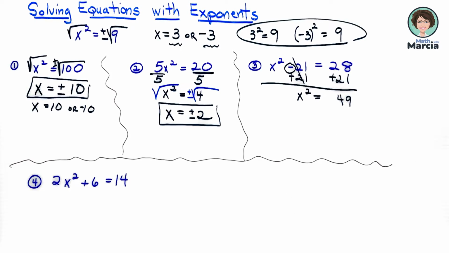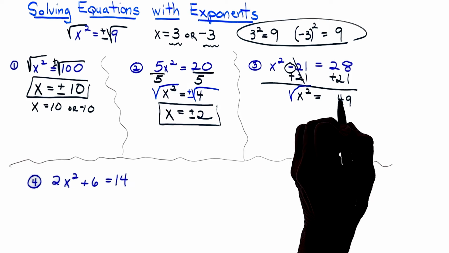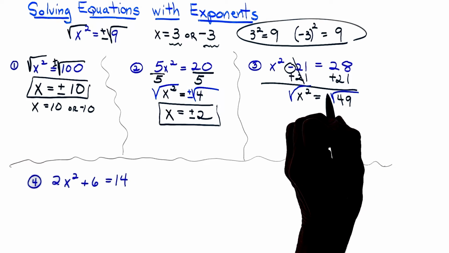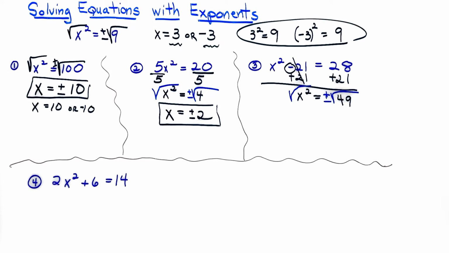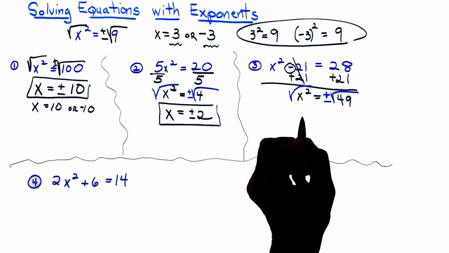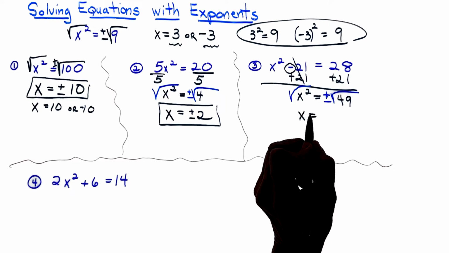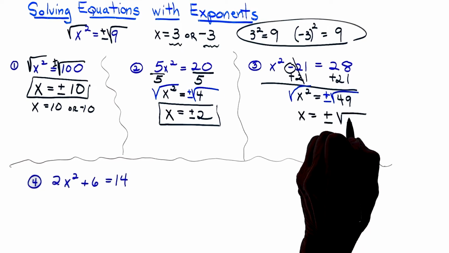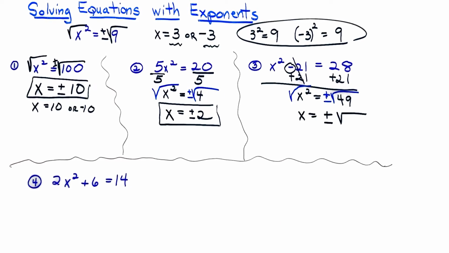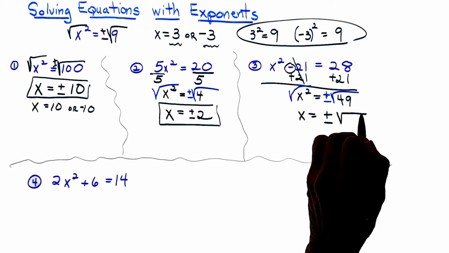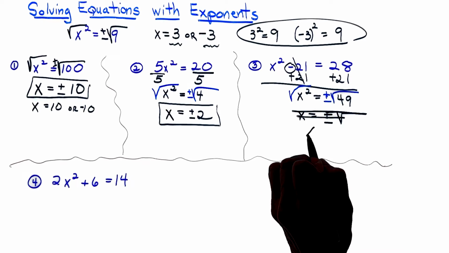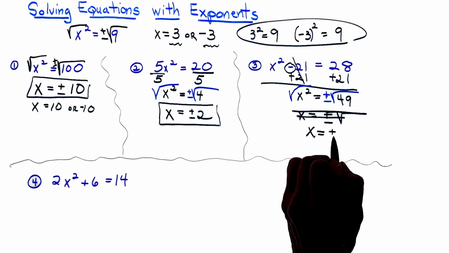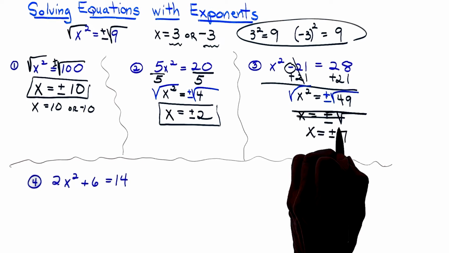49. Again, I'm going to take the square root of both sides because I know that x squared is just x. That's our goal, to find x. So x is equal to a positive or a negative 7. Oops, and that's not the square root of 7. I'm going to cross that off, that's x is equal to a positive or negative 7.